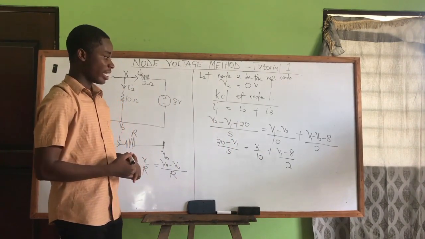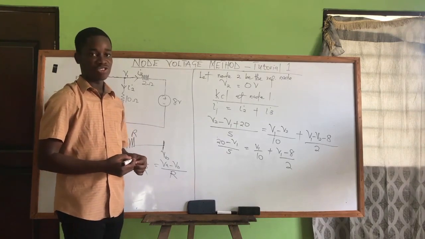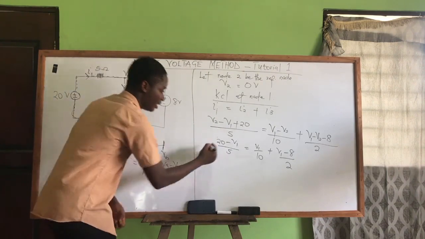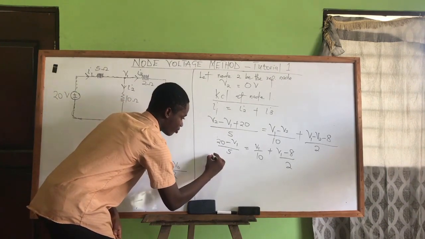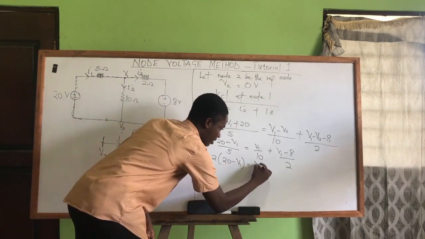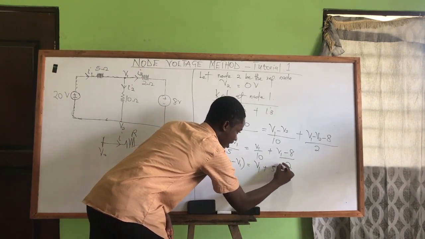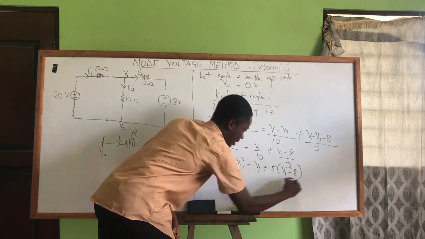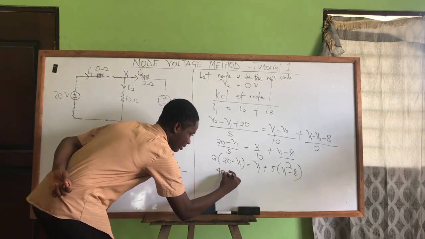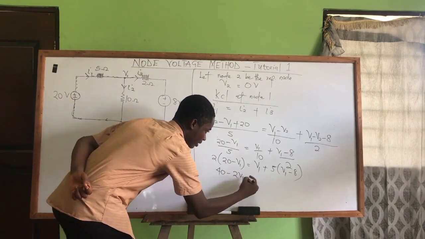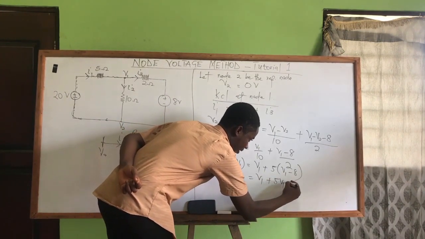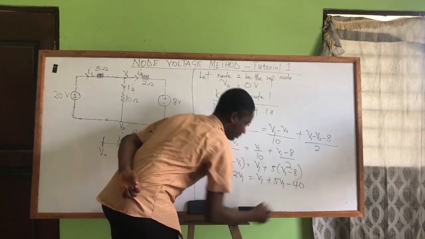So from here, how can we get our V1? We can multiply through by the LCM, which is what? 10. So multiplying through by 10, I have 2 times 20 minus V1 giving me V1 plus 5 into bracket, V1 minus 8. So let's simplify this. I have 40 minus 2V1 giving us V1 plus 5V1 minus 40.